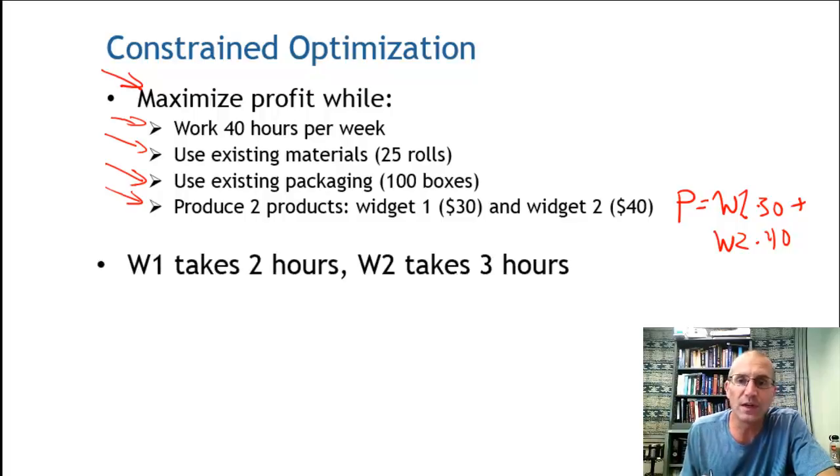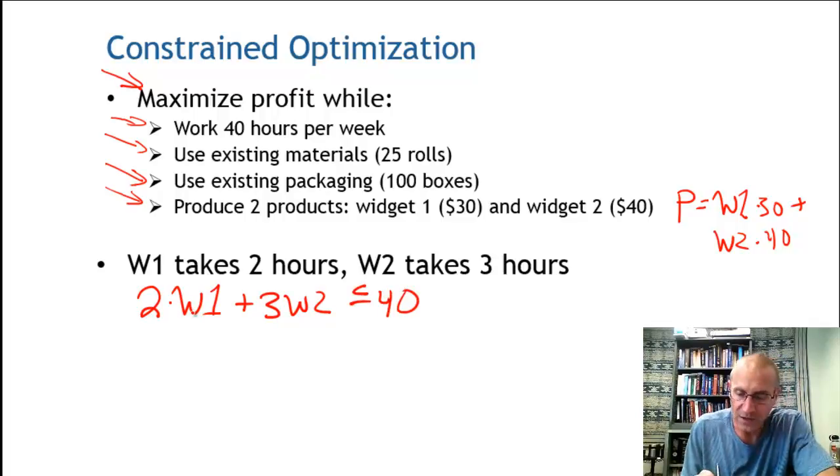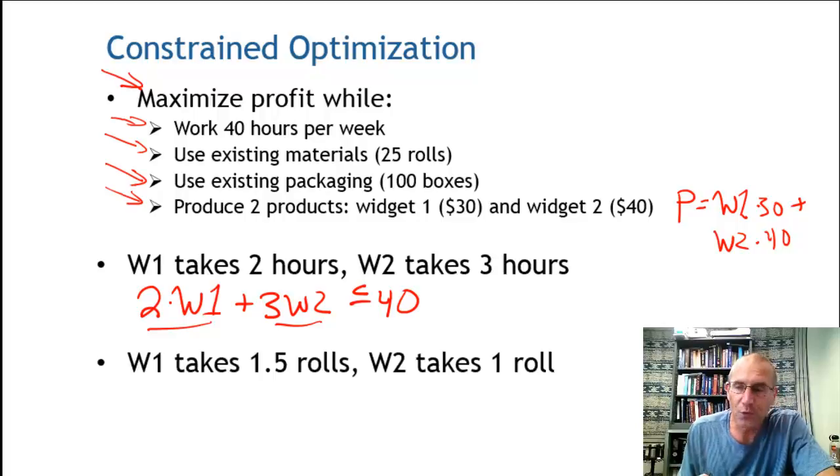All right, let's look at each one of these constraints. The first says that widget 1 takes 2 hours and widget 2 takes 3 hours to make, and we know we can only work 40 hours per week. So my constraint would be 2 times W1 plus 3 times W2, and that needs to be less than or equal to 40, because the first term is the number of hours it takes to make all my widgets 1, the second is for all the widgets 2, and the total has to be less than or equal to 40. I can go through each one of my constraints, and it's fairly straightforward.